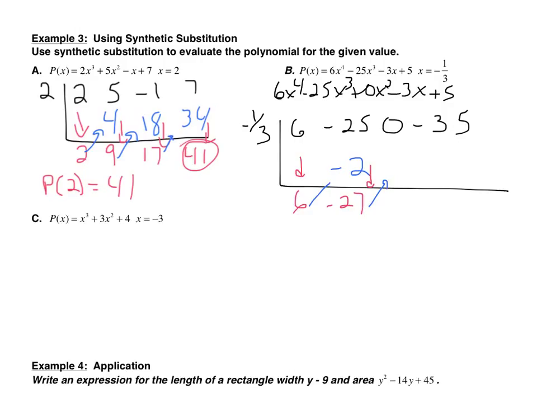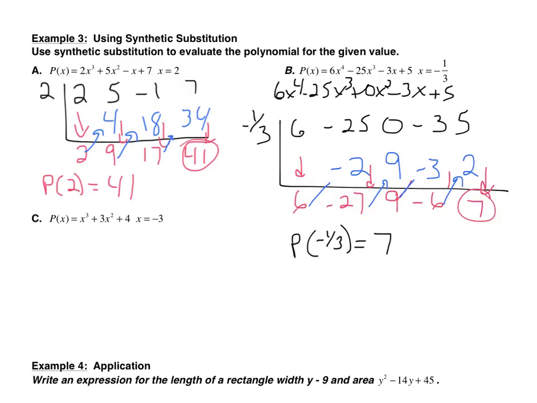Multiply by negative 1/3, negative divided by negative is a positive. 1/3 of 27 is 9. And add those together, get 9. Multiply 9 by negative 1/3, so positive divided by a negative is a negative. 9 over 3 is 3. Add them, I get negative 6. Multiply negative 6 times negative 1/3. Negative over negative is a positive. 1/3 of 6 is 2. And I add them together, and I get 7. So that means that if I took p of negative 1/3, I would get 7.